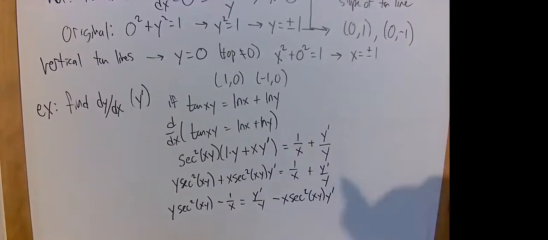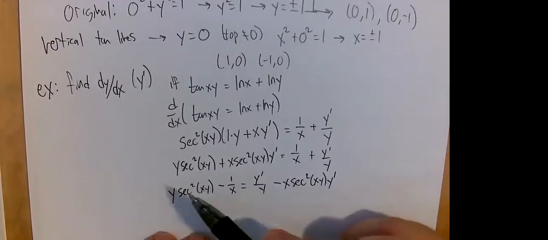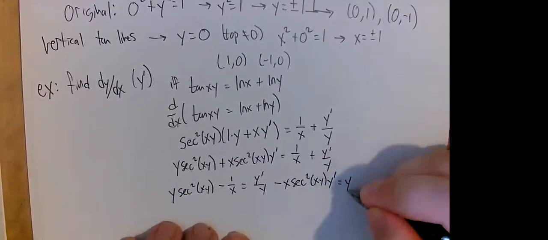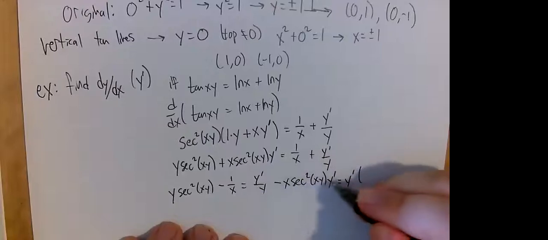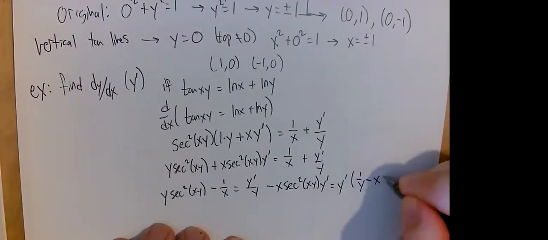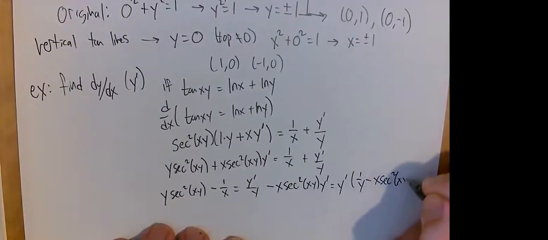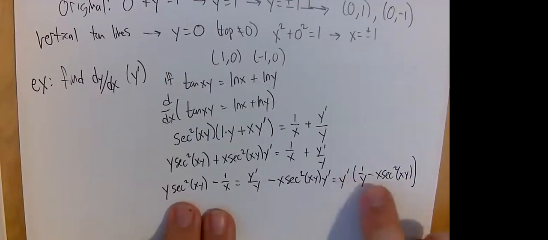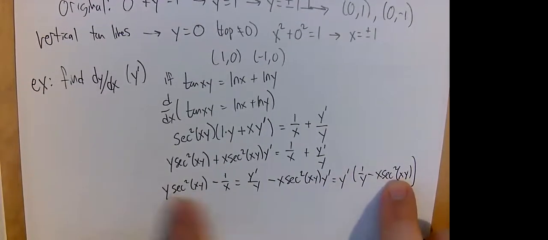Okay, now the reason for getting all of the non-y prime terms over here and all of the y prime terms right here is that I want to be able to factor y prime out of all of this. So when I factor y prime out of this right-hand side, I have 1 over y minus x secant squared of xy. All right, so I want you to ignore the middle part of the equation here. We have y prime times this is equal to this.